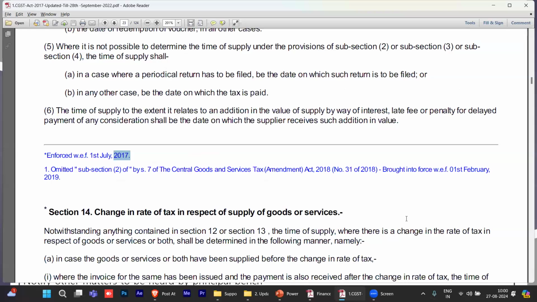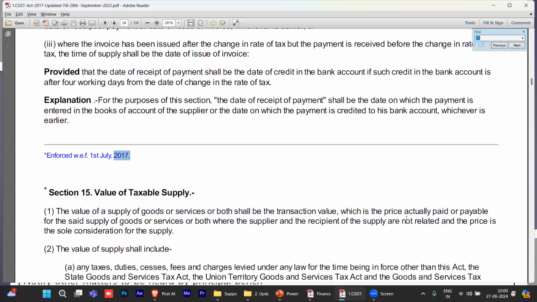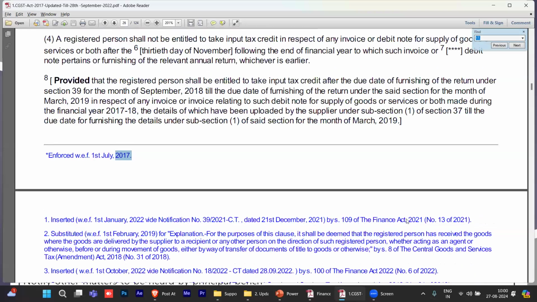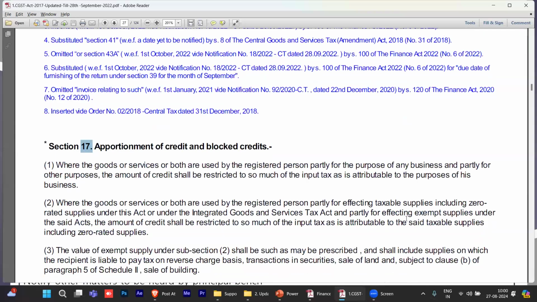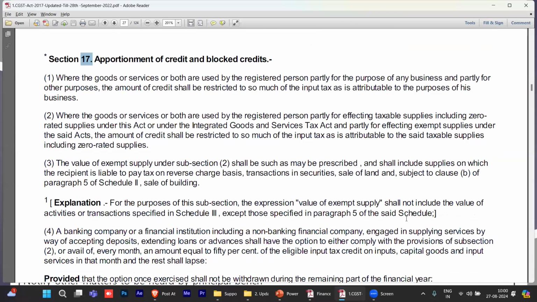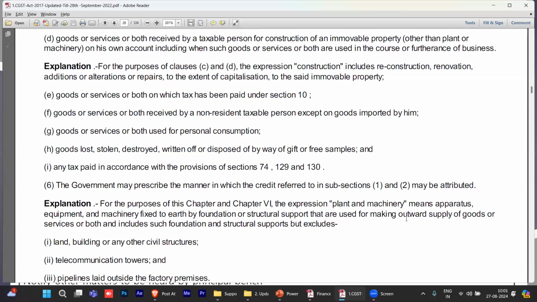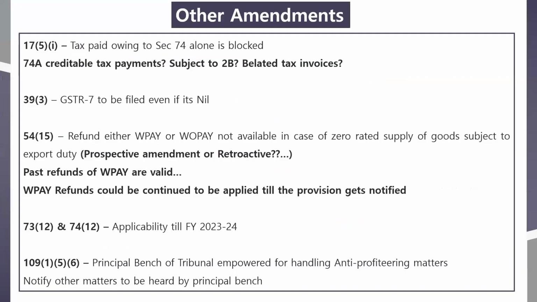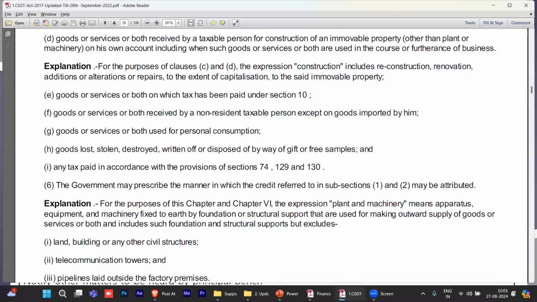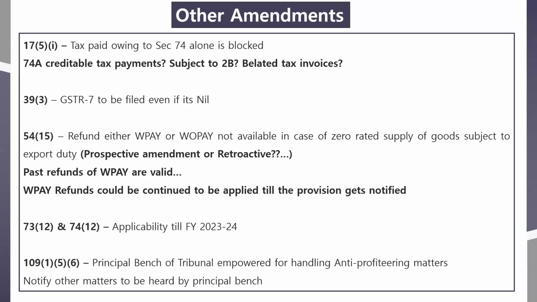I think they've specifically excluded it, because when we discussed the restrictions last time, they don't want to put a restriction on the recipient to avail ITC. So the effect of that condition is becoming redundant after this amendment of 74 and 74A.